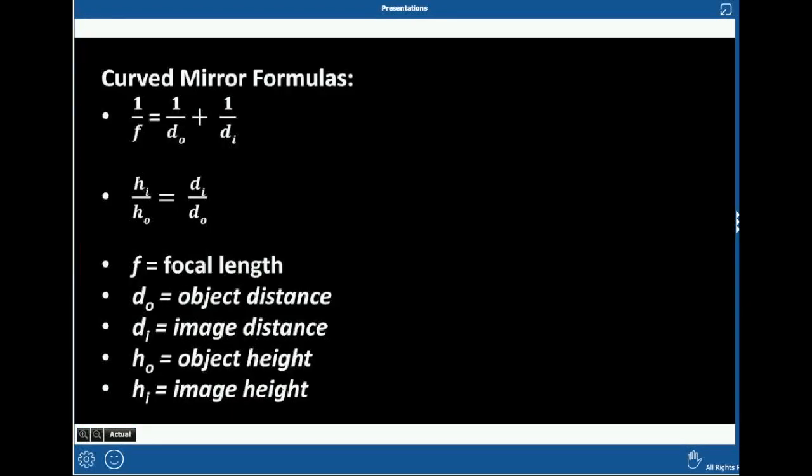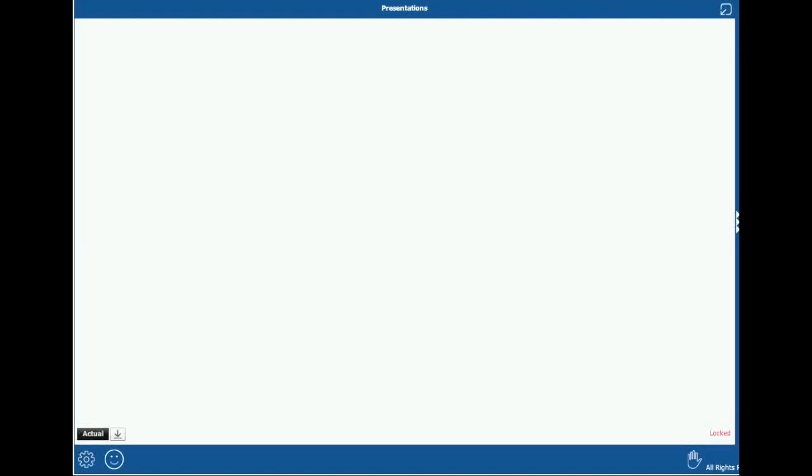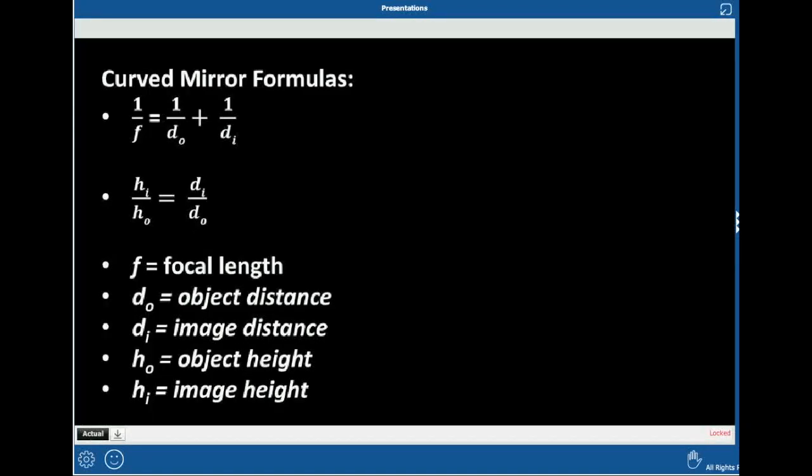Those were pretty easy. Now let's talk about curved mirrors. These are the formulas you will use for curved mirrors or for lenses. And there should be a negative right here. This is the formula here, called the thin lens equation, but you can use it for curved mirrors. And then you have this one, which is technically called the magnification equation, because you can go like this.